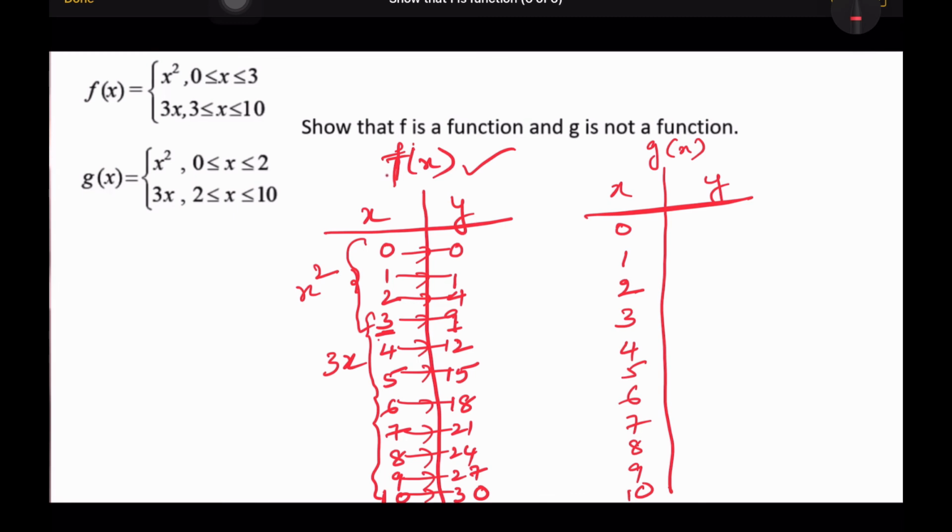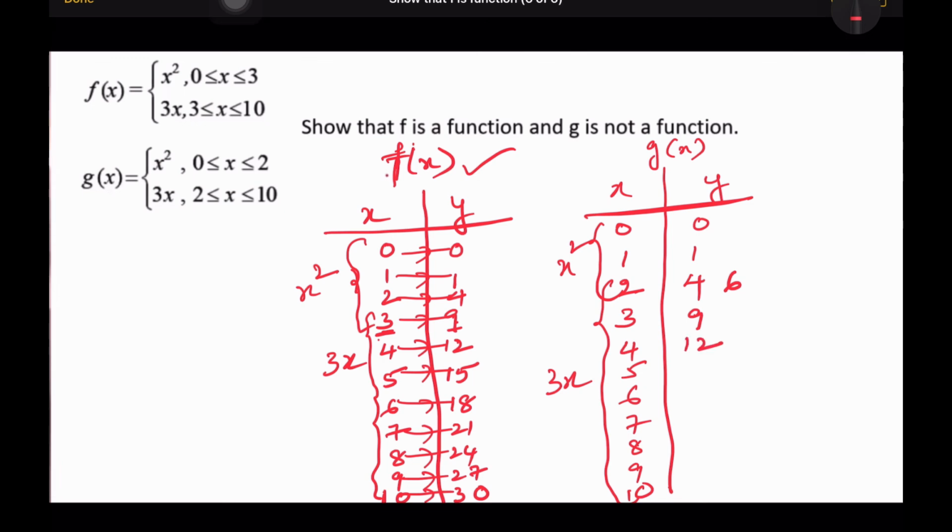So therefore this is a function. Now we can tell that f of x is a function. We'll see what is g of x now. For g of x we are having x values and y values. What are they? We'll just see. So for this you can take it as 0, 1, 2, 3, 4, 5, 6, 7, 8, 9 and 10.